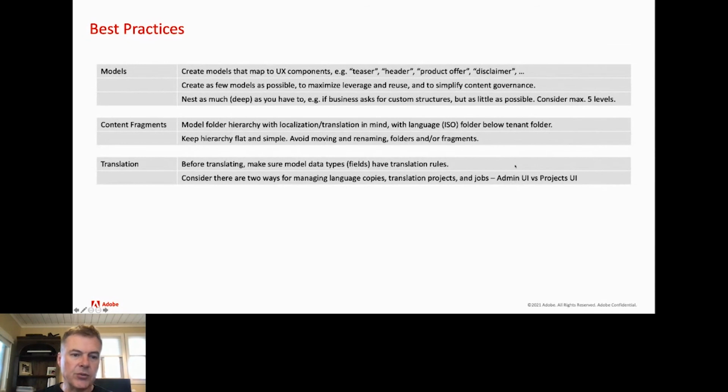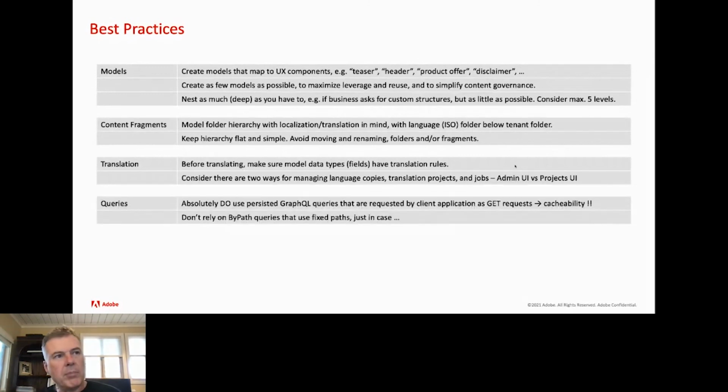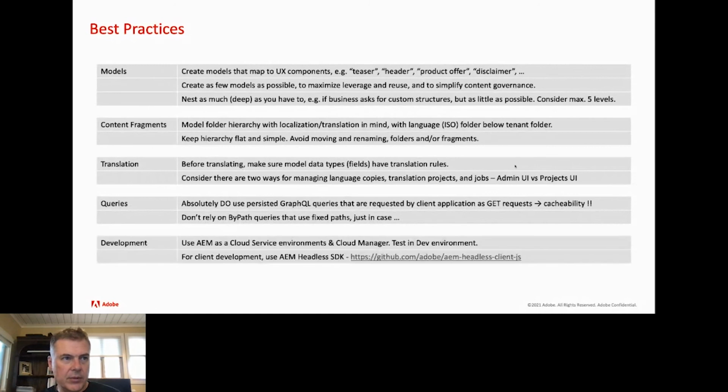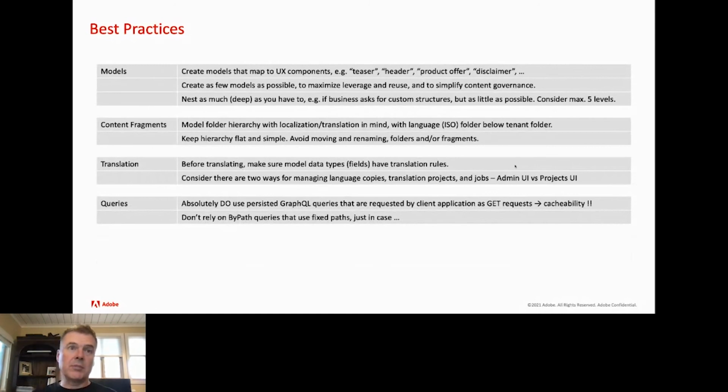You can create new translation projects in the projects UI and then add content fragments there to initiate translation. Very importantly, those are the most important parts you wanted to highlight. Really, again, as mentioned before, do use persisted queries.